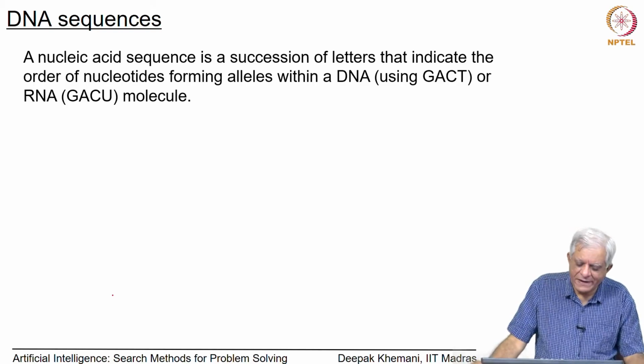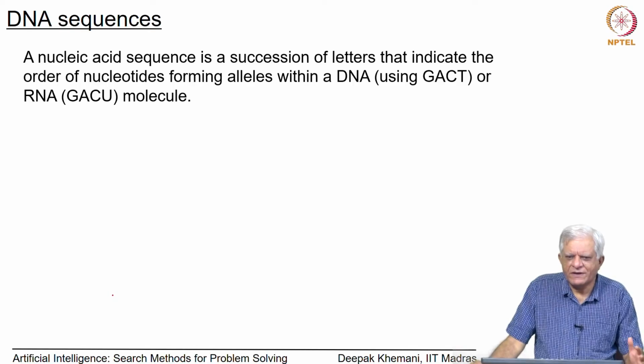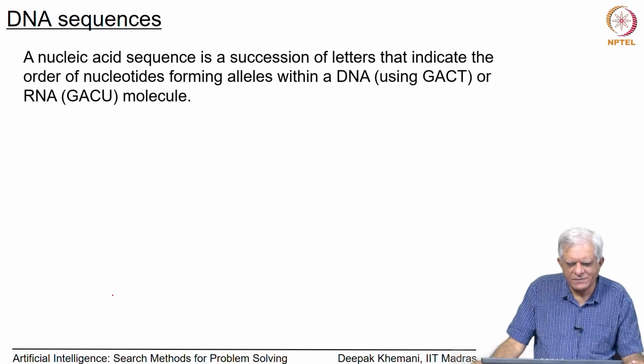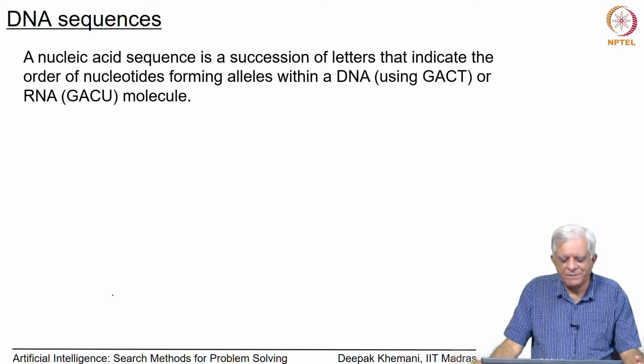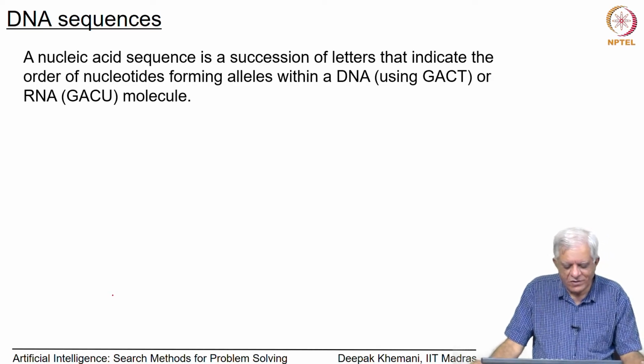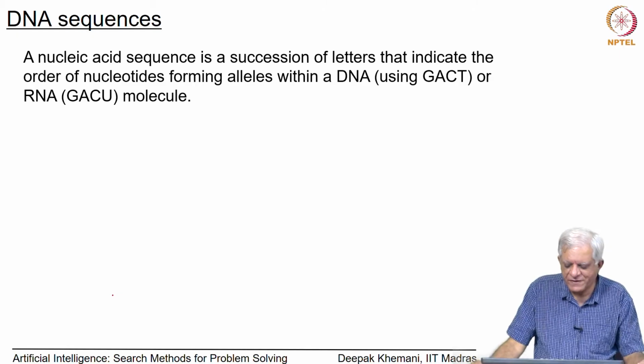A nucleic acid sequence is a succession of letters. That is important for us, that we are not going to be handling matter, organic matter. We are not talking about cells and all that kind of stuff. We are simply talking about sequences of letters. So, a nucleic acid sequence is a succession of letters that indicate the order of nucleotides forming alleles within a DNA or within an RNA, as the case may be. We will look at DNA here.